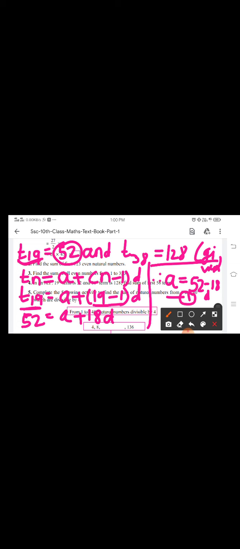Now we'll solve the next term, that is T of 38. How can we solve it? Same thing, we have to do it over here also. T of 38 is equal to a, and instead of n, what do you have to write over there? 38 minus 1 into d. Now we have the value of this, that is 128. So 128 is equal to a plus, again 38 minus 1 will be 37, so it will be 37d.